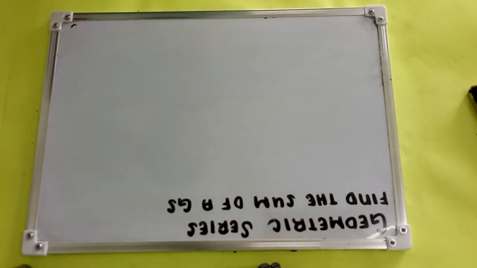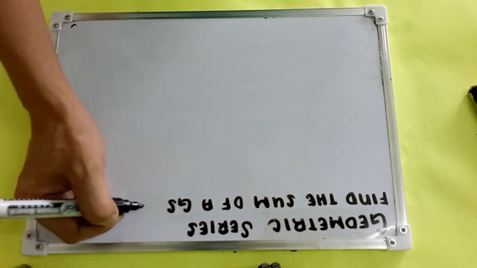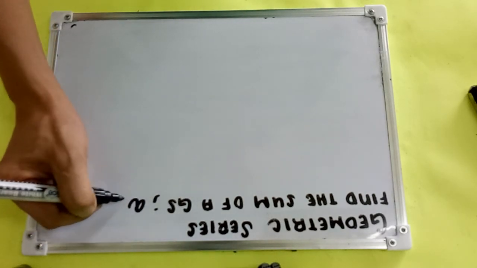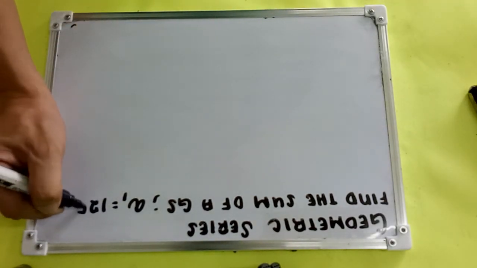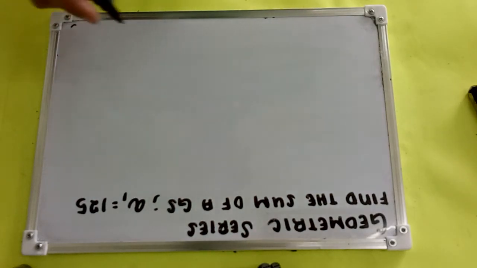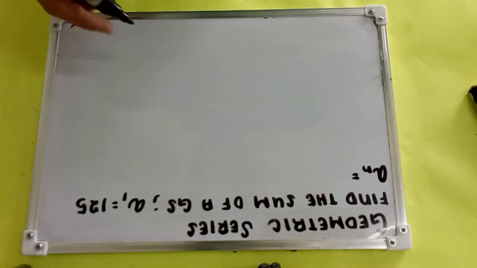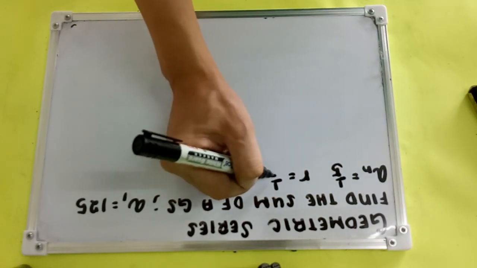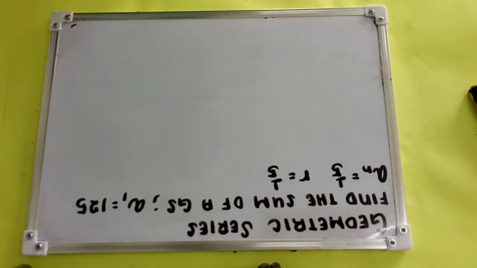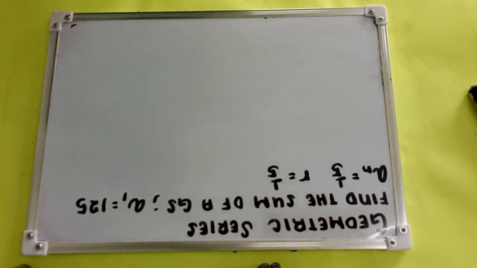So find the sum of a geometric sequence for which the first term is, so lagyan na lang natin, a sub 1 or first term is equal to 125. And then the last term or a sub n is equal to 1/5. And then the common ratio is equal to 1/5. So we can use or we can choose between two formulas dito sa geometric sequence series.